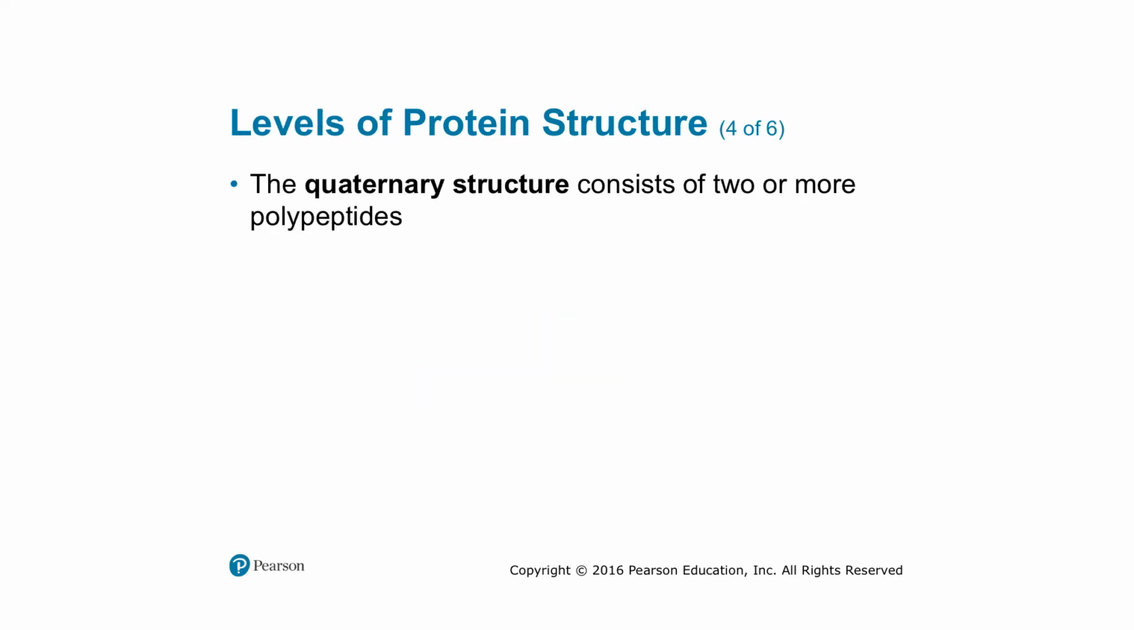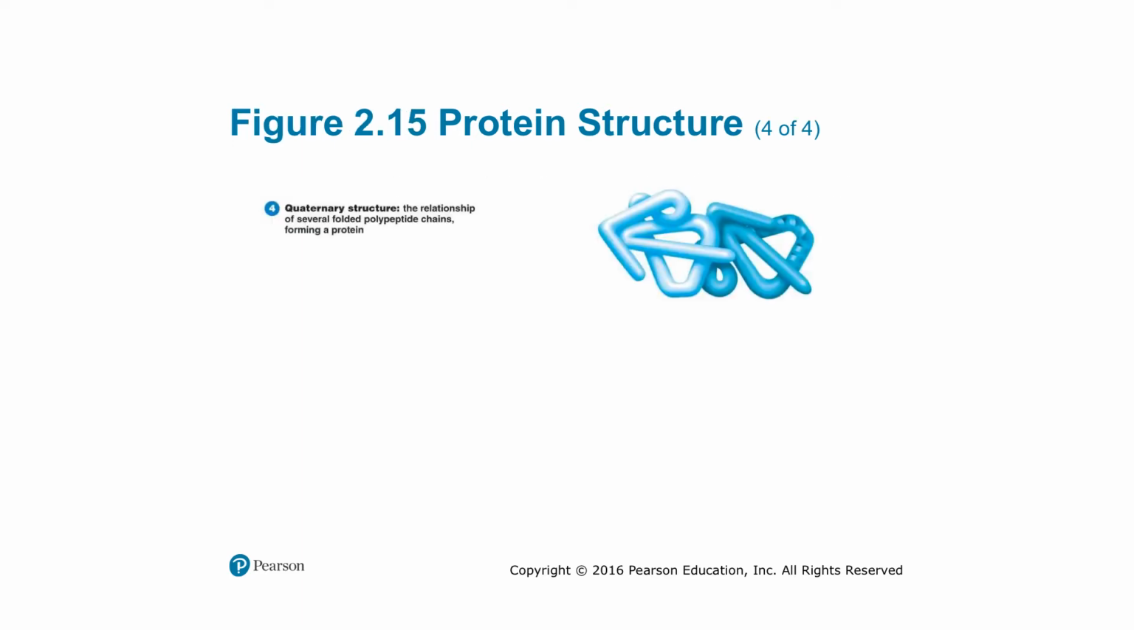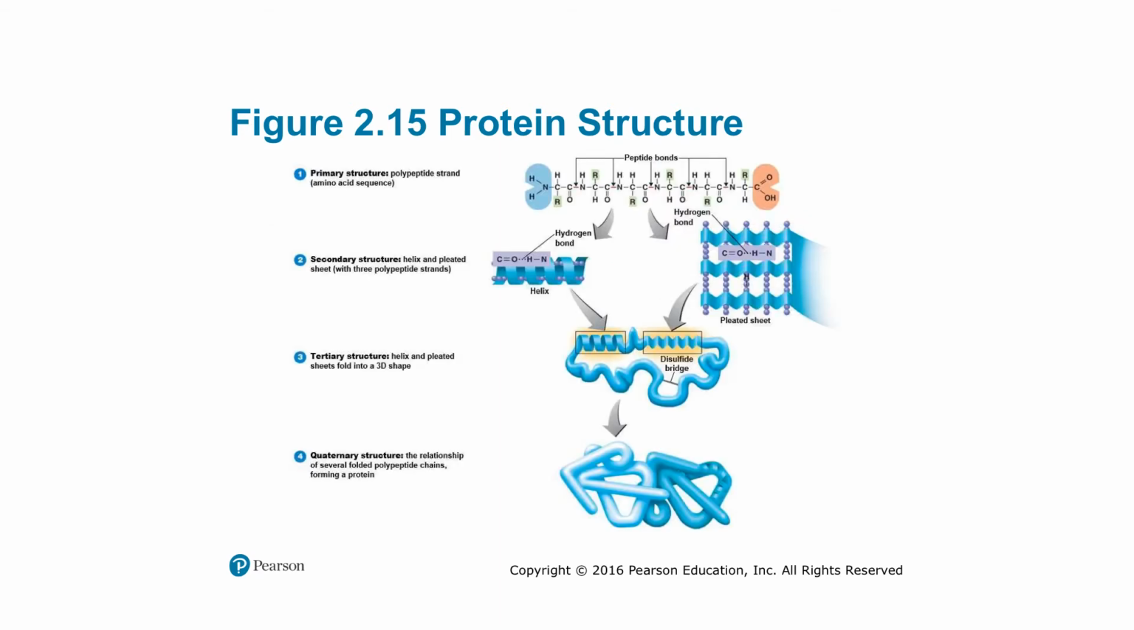The quaternary structure consists of two or more polypeptides that have come together. Here we can see the relationship between these two. You'll probably hear this talked about a lot in biology when they're talking about hemoglobin. Hemoglobin is a protein that has 4 different subunits, and they come together and create that quaternary structure.